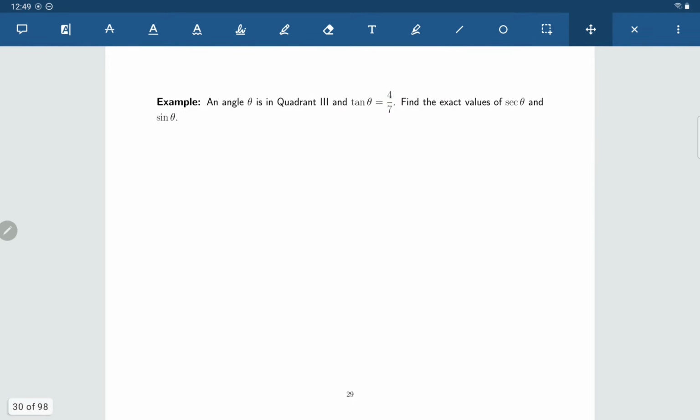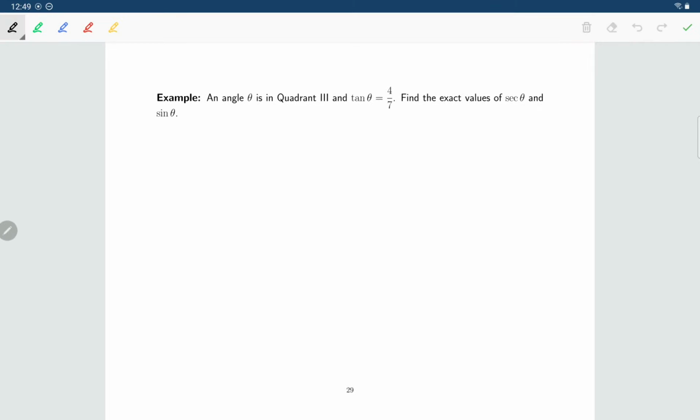Okay, so here we go. We've got one other little bit of business to tackle here, and this is one where we have an angle that's in quadrant 3, and we know the value of tangent of theta. To begin with, we know that tangent of theta is defined as y divided by x. And here, tangent of theta is 4/7 positive. So that means that there's actually 2 possible options.